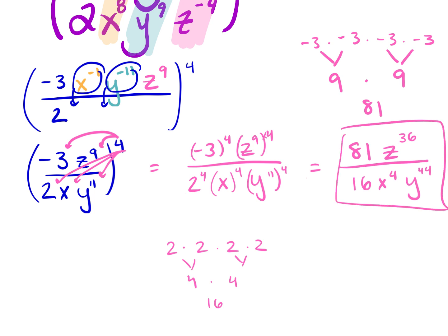We combined all of our same bases. Can I divide anything into 81 and 16? No. But always just double check. See, do you have a common factor?